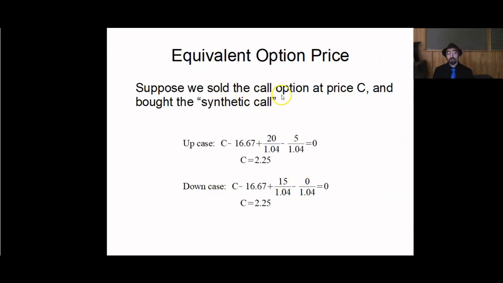Suppose we sold the call option at some price C, and then bought that synthetic call. We bought 1/6 of a share. So that means that right now, you would receive the option price C, right? Because you sold the call option for some price C. And you bought the synthetic call. You bought 1/6 of a share. So right now you receive C and you spend $16.67.